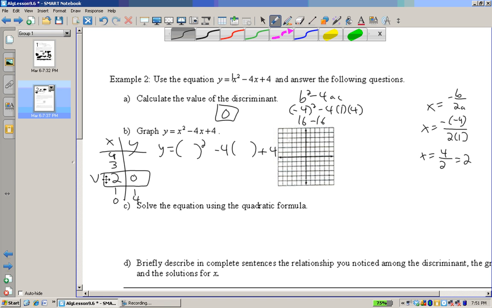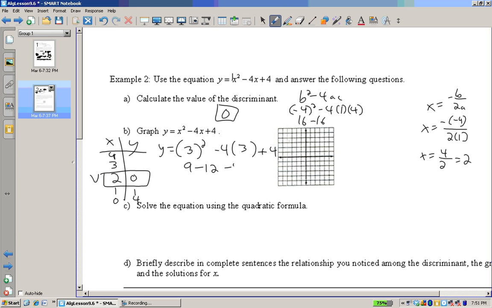Okay, we just need to try one of these. So let's try 3. 3 squared is 9 minus 12 plus 4. 9 minus 12 is negative 3, plus 4 is positive 1. You notice the symmetry is holding true here. This is good. So we can go ahead and assume that this is going to be 4.